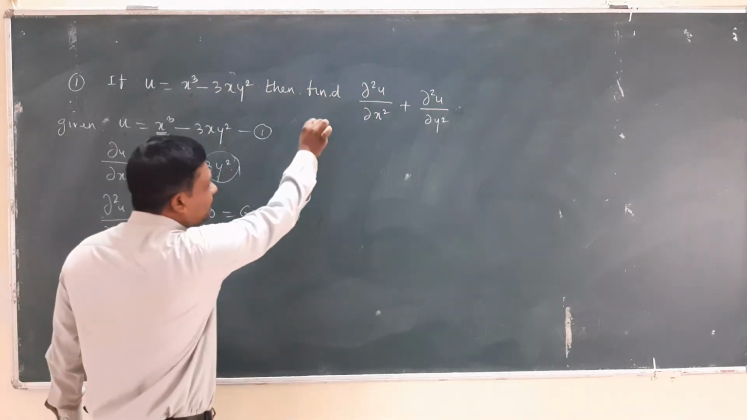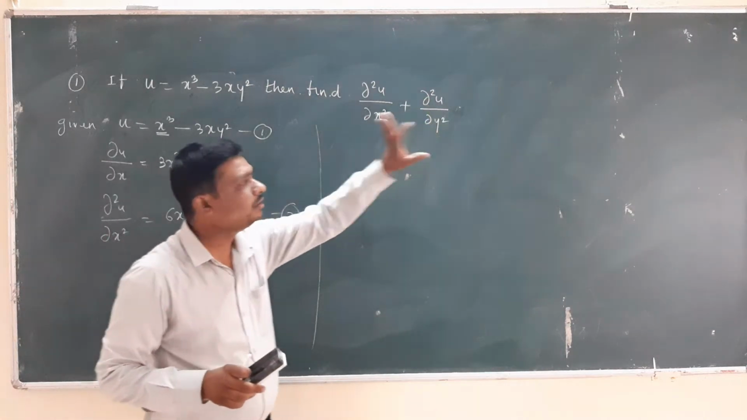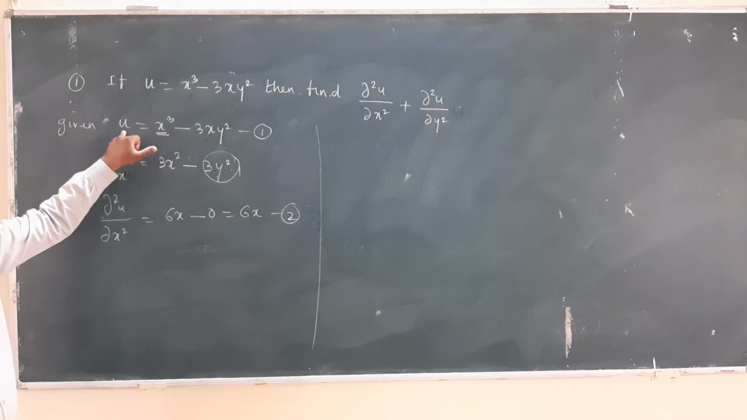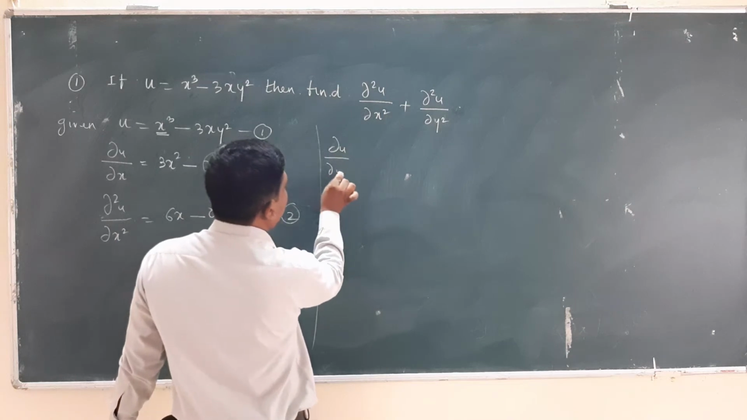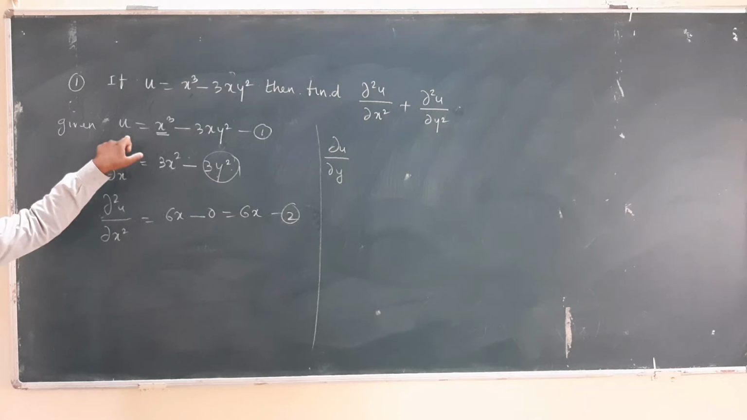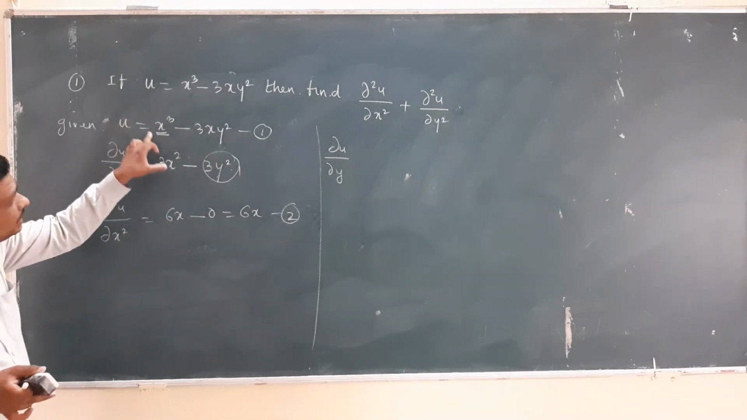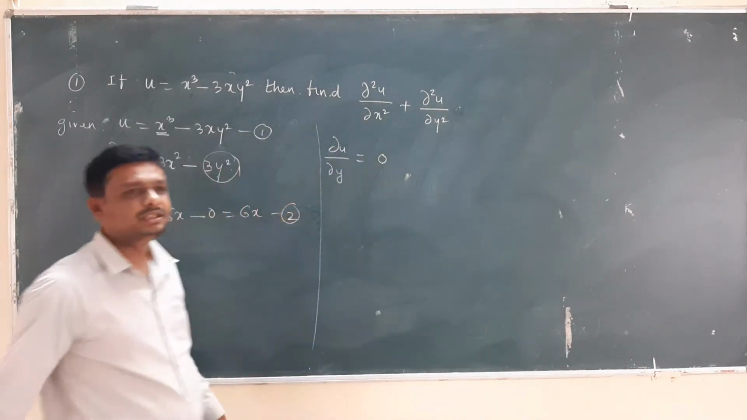So again I will go for this one, that is dou square u upon dou y square. So now I will differentiate this u partially with respect to y. So it becomes dou u upon dou y. So differentiating u partially with respect to y, then x becomes constant. Here x is constant, derivative of constant is what? 0. Derivative of constant is 0.